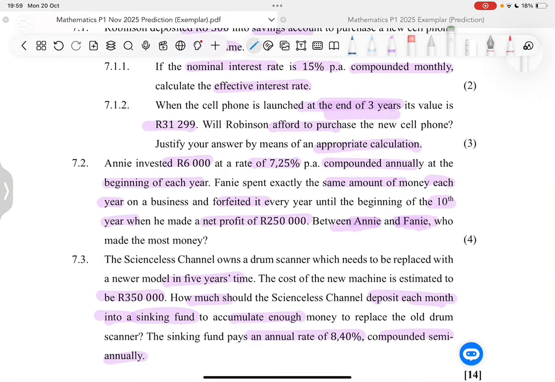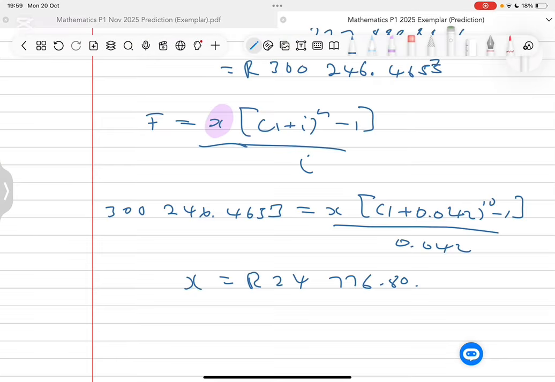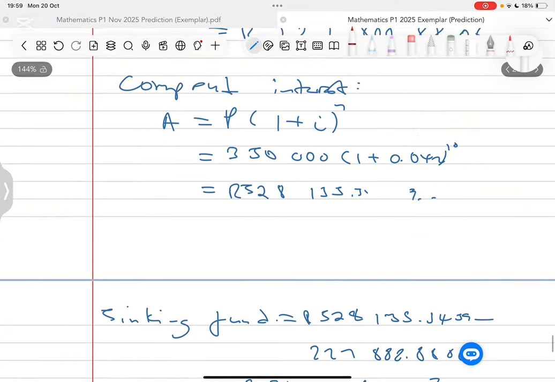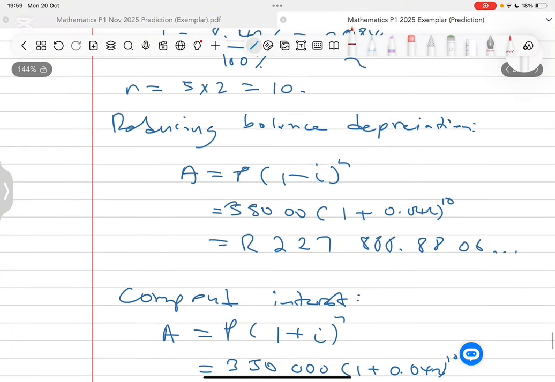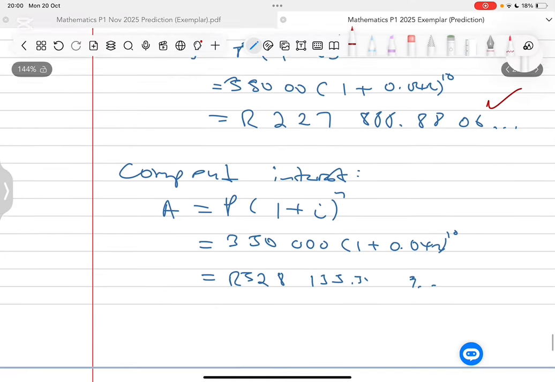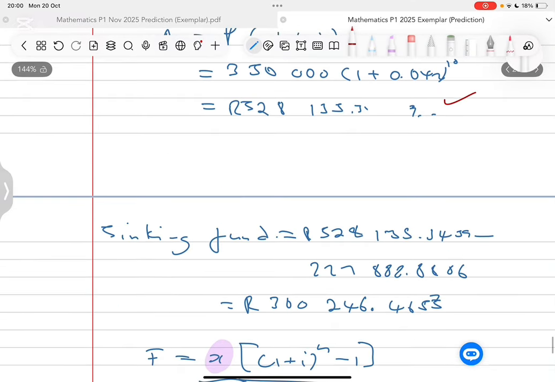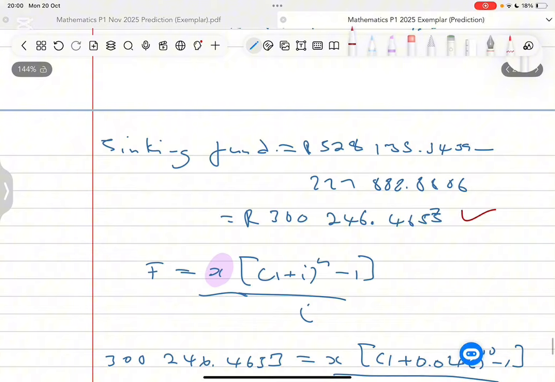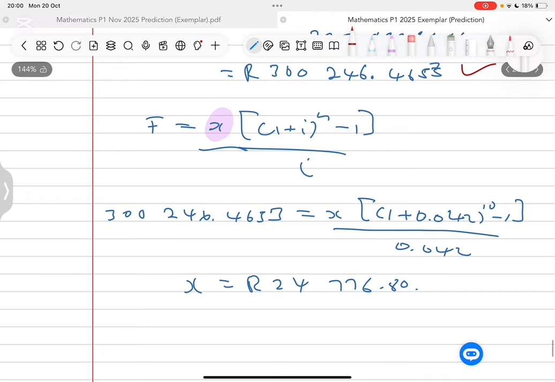Now this question will be marked out of 5 marks. So you would see that these two equations, because we've been using them a couple of times, will only give you 1 mark for getting the correct answer there. And you'll get a mark for getting the sinking fund. And here you'll get a mark for substitution and 1 mark for the final answer. And that should give you a total of 5.